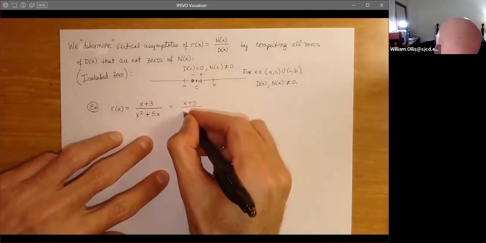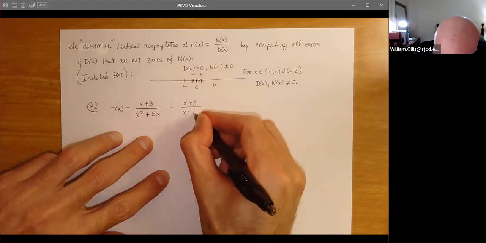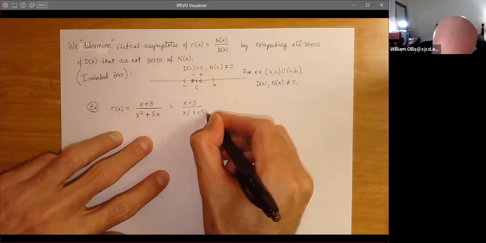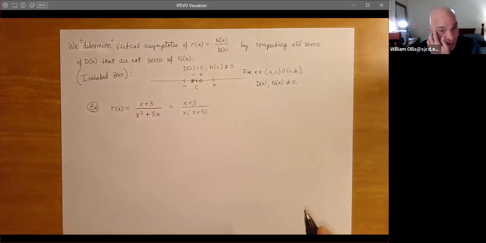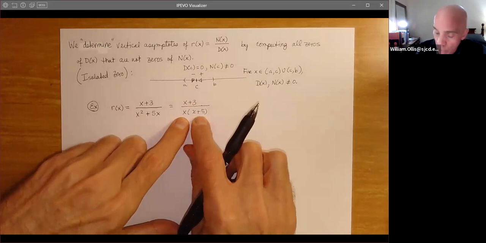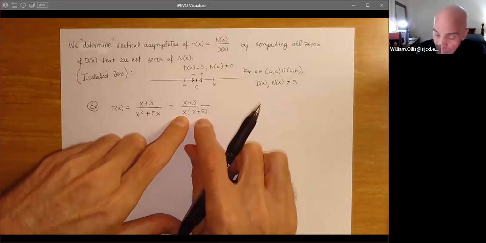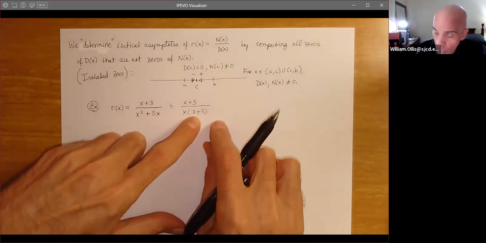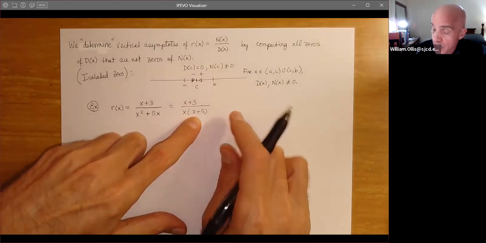And then downstairs, we have x times (x + 5). So when we look at that and think about zeros, we just think about the zero factor law. By the zero factor law, or the zero product property, we basically see that if x is 0 or x is -5, we get zeros.